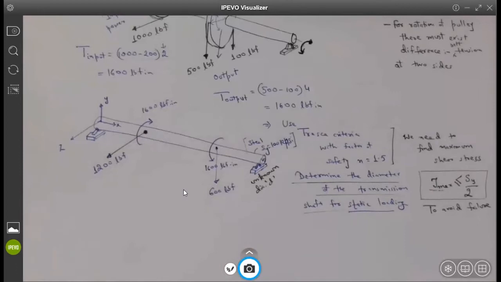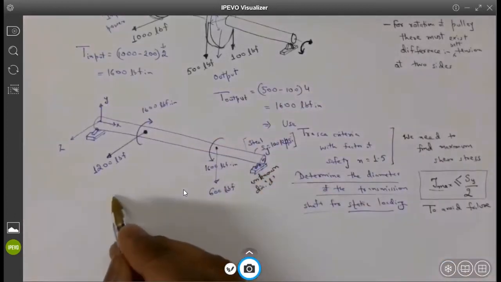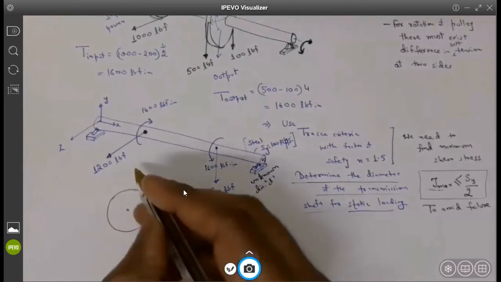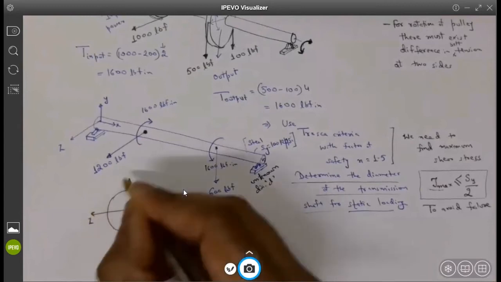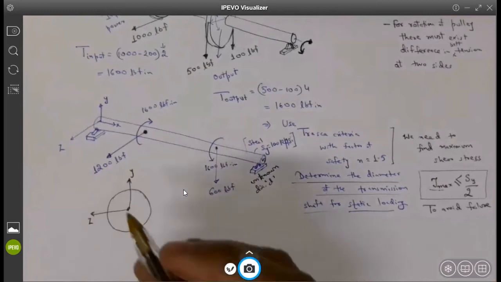Is the shaft going to bend towards the Z direction? Perfect. It is going to bend in the Z direction. And which one will be the tension side and which will be the compression side? The one on the left side will be tension, and then the top will be compression.